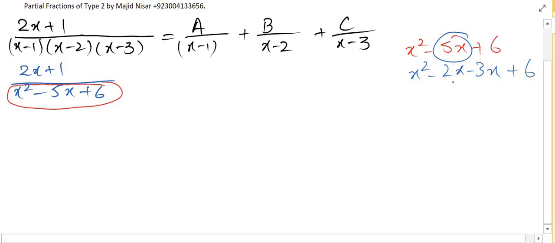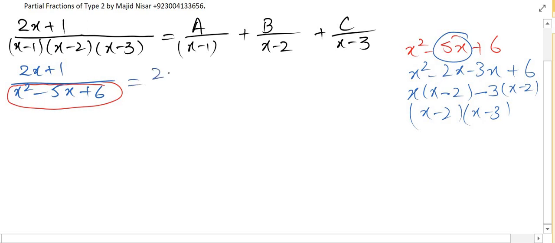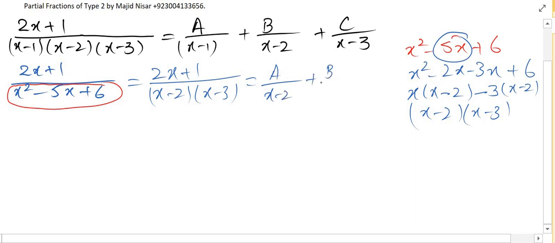Now we can take x common from the first two terms. So x, what will remain inside the bracket? X minus 2. When we take minus 3 common, it will leave x minus 2. Now again x minus 2 is common, so what will remain inside the bracket? X and minus 3. So the factorization of x square minus 5x plus 6 is x minus 2 and x minus 3. So we can write it as 2x plus 1 over x minus 2 and x minus 3. So this is the same first type. We have linear factors in the denominator, so we can write it as a over x minus 2 plus b over x minus 3. So that was not type 2.